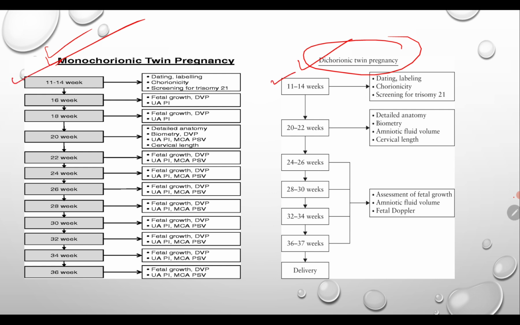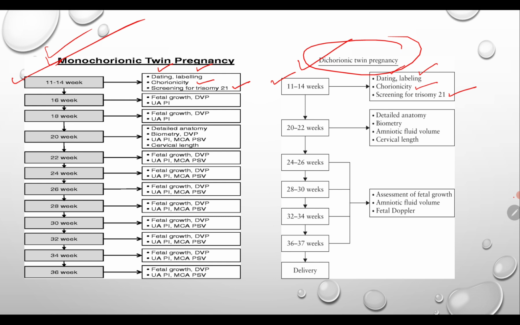In this first scan, in the monochorionic or dichorionic, proper dating and labeling of the twins has to be done, and you have to determine the chorionicity. The same applies here: dating, labeling and chorionicity, and the screening for trisomy 21, that is your NT scan or dual marker testing. NT scan and nasal bone have to be seen in both babies.